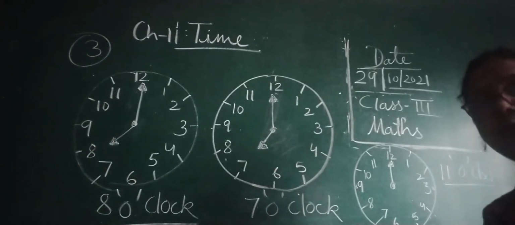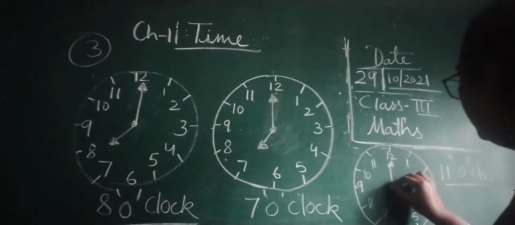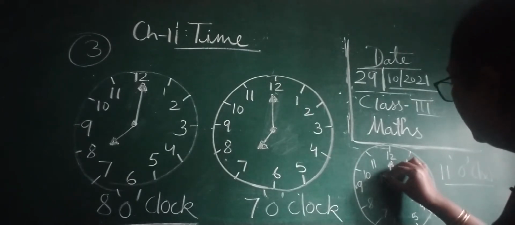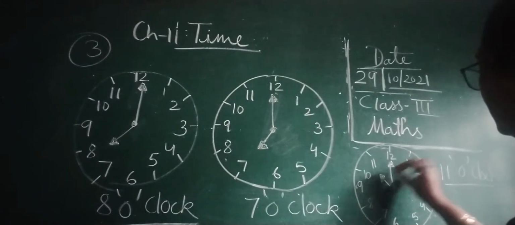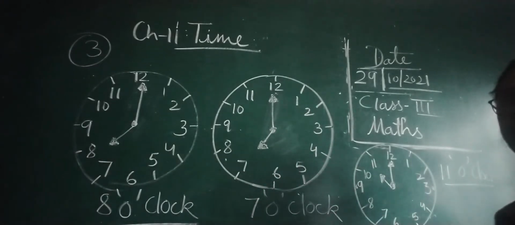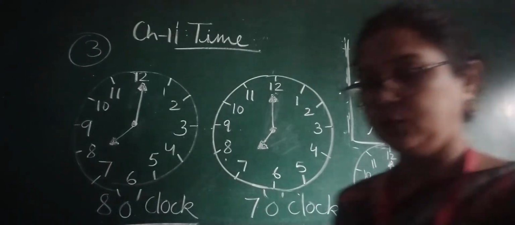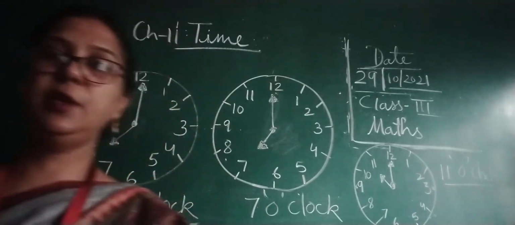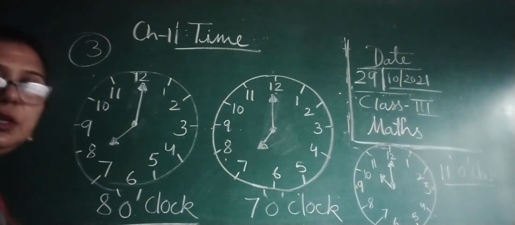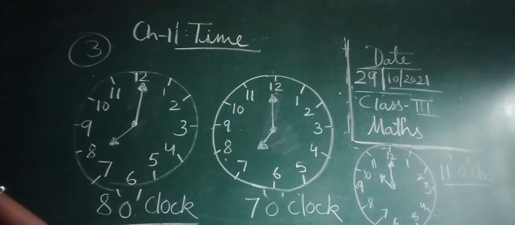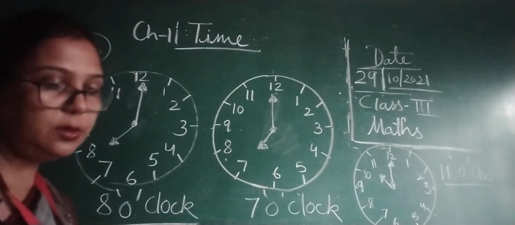11 o'clock. So what we will do? We are going to draw a smaller hand towards 11. So this is 11 o'clock. Okay. So children, draw this or take a screenshot. Okay children, take a screenshot. Now we are going to do our next question.